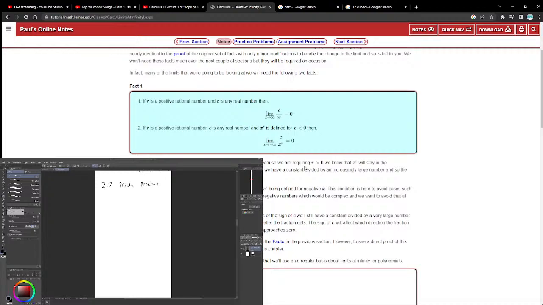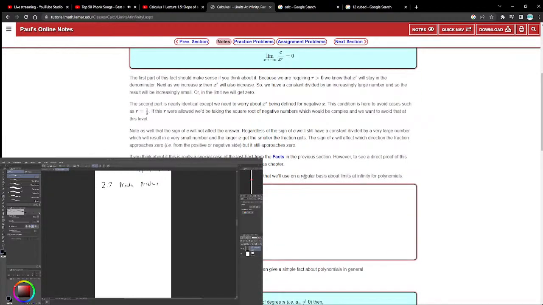The second part is nearly identical, except we need to worry about x to the R being defined for negative x. This condition is here to avoid cases such as R equals one half. If this R were allowed, we'd be taking the square root of negative numbers, which would result in a complex number. We want to avoid that. Note as well that the sign of c will not affect this answer.